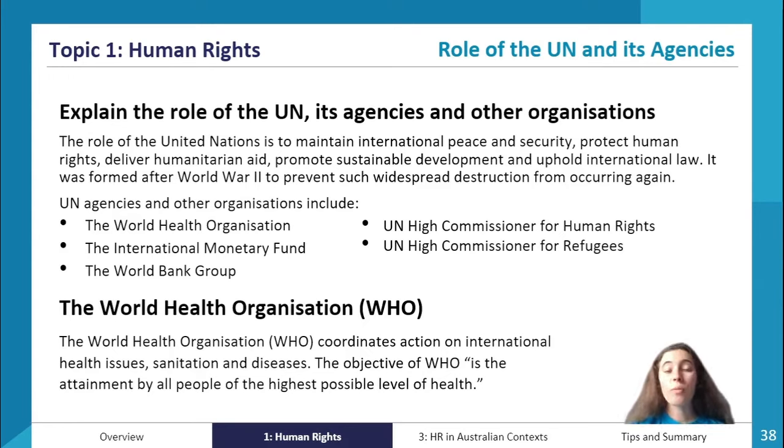So it was formed after World War II to prevent the widespread destruction that happened in World War II from occurring again. There are a bunch of different agencies and organizations. So we've got the World Health Organization, or WHO, the International Monetary Fund, the World Bank Group, and then the UN High Commissioner for Human Rights and also the High Commissioner for Refugees. So let's start off with WHO.